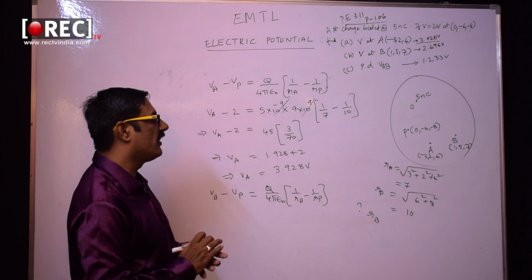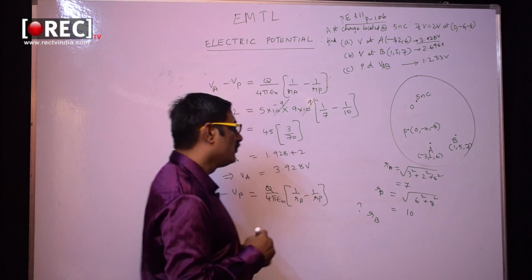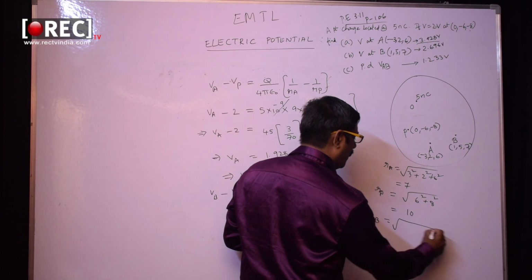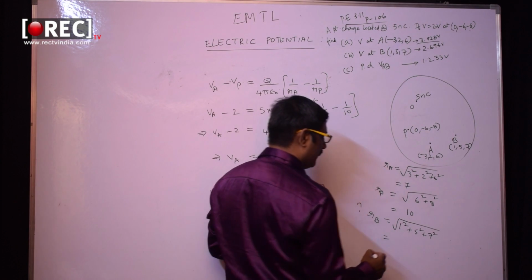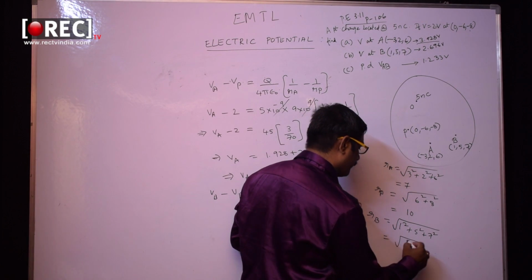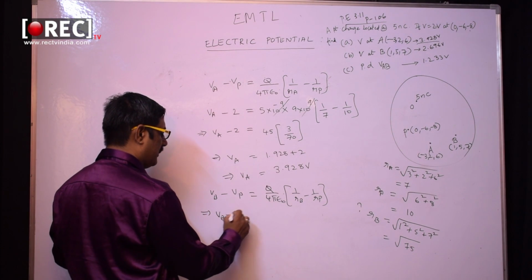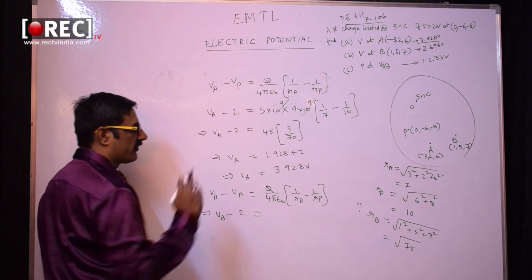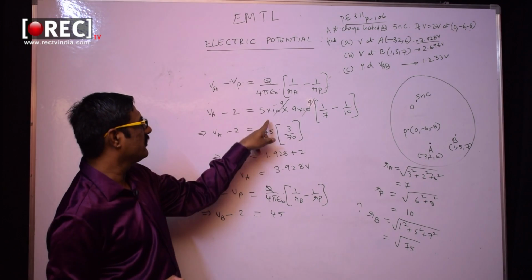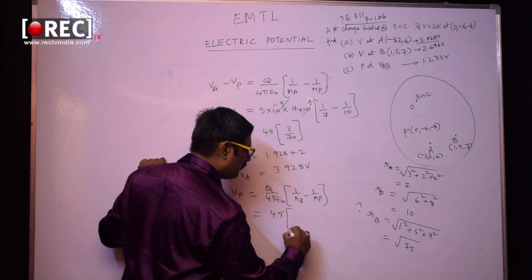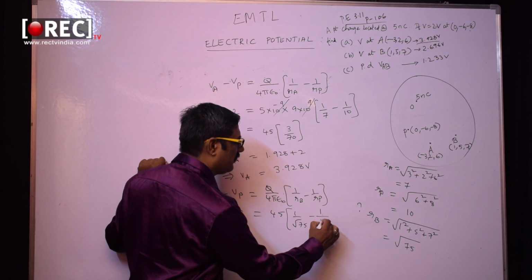Rb can be determined as the distance between the point B and the location of the charge, which is the origin. So if you observe, it is simply the square root of 1 squared plus 5 squared plus 7 squared, and if you calculate this, it is simply the square root of 75. Now let us use this here. Vb minus Vp is 2, given in the question itself, equal to, I am directly writing it as 45 because here it is 5 into 9, so 45 into 1 by root 75 minus 1 by Rp, which is 10.